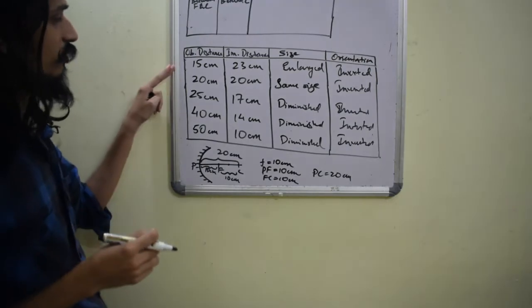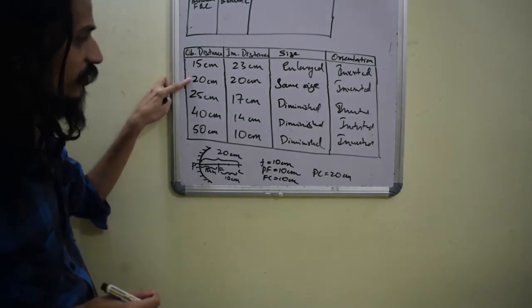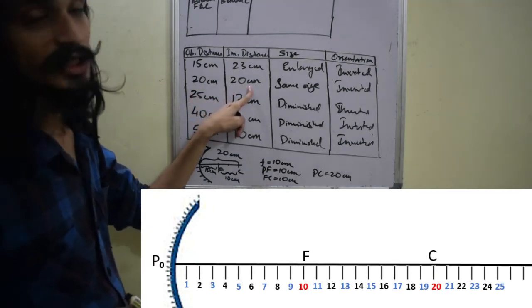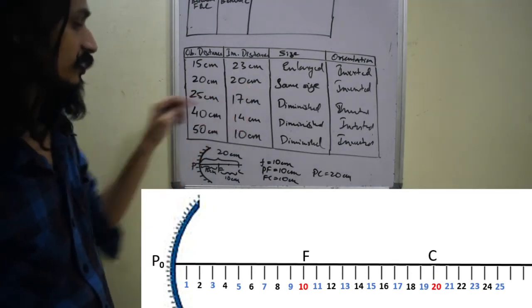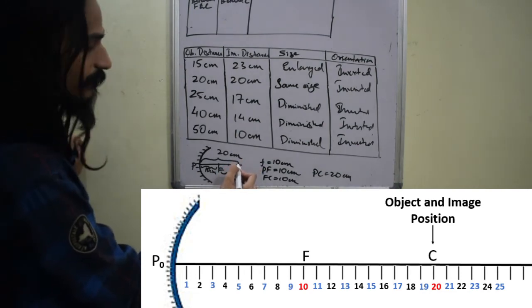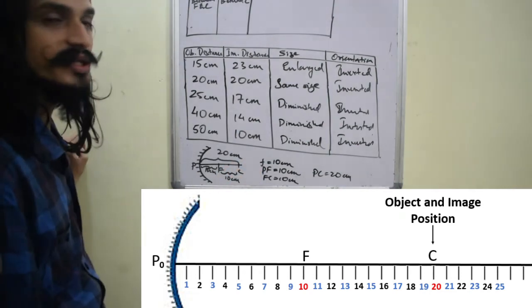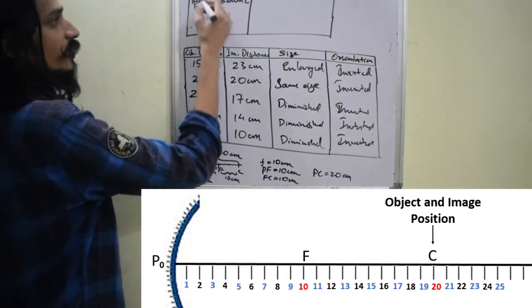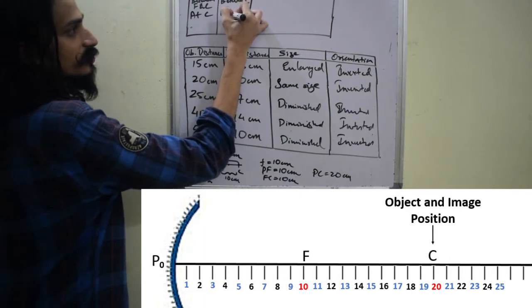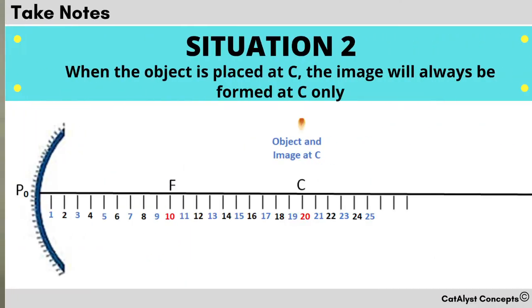Now shift to the next one. When I was at 20 centimeters, the candle was at 20 centimeters, the image also was at 20 centimeters. So whenever my object was exactly at C, my image also turned out to come at the same point at C. So whenever the object is at C, I will see the image is also at C.